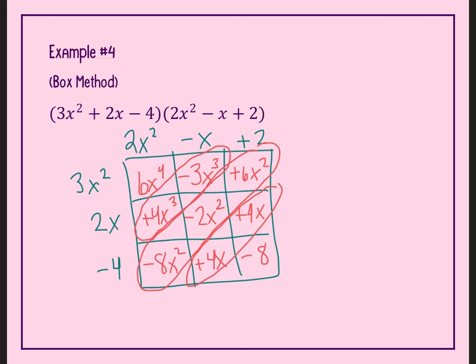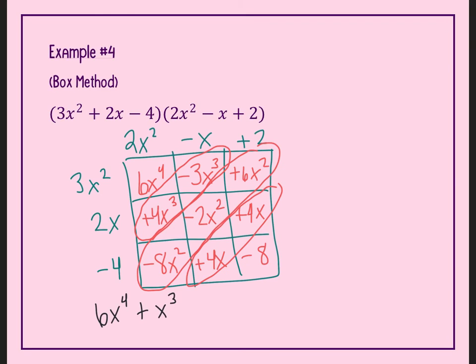So this only works, though, if you have a place value for each one. Notice that both of these have x squared, then x, and then the number. And if they each have the same terms, that's why the diagonals will be like terms. So first we're going to start with 6x to the 4th. Then we're going to add these together. 4 minus 3 would be a positive 1x cubed.